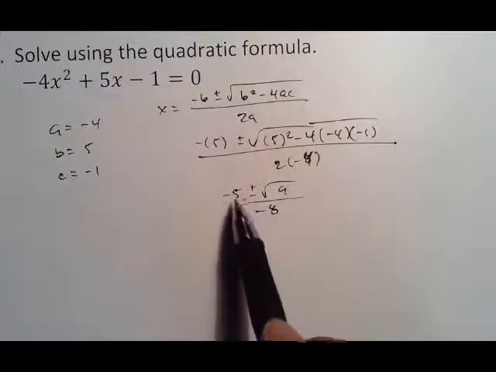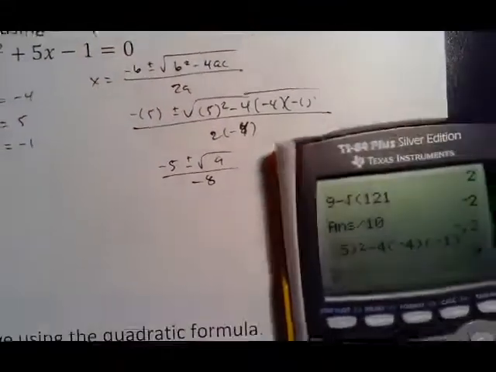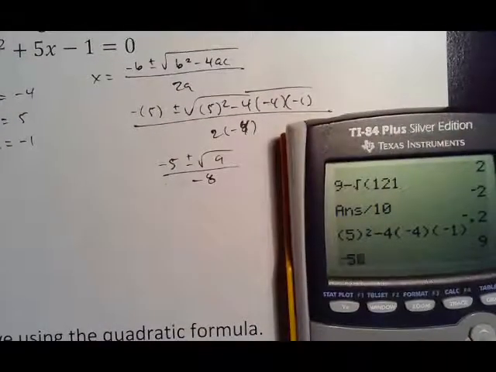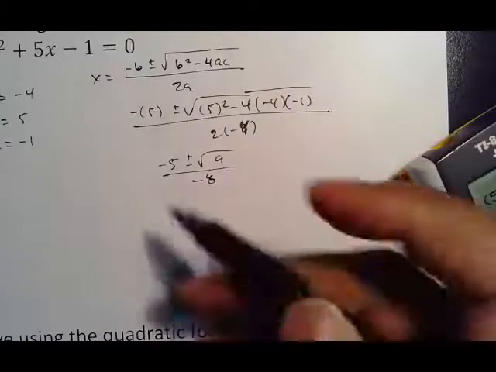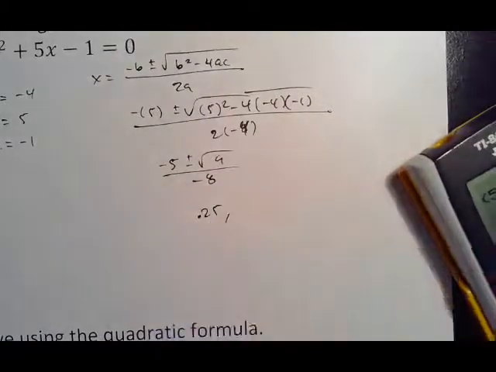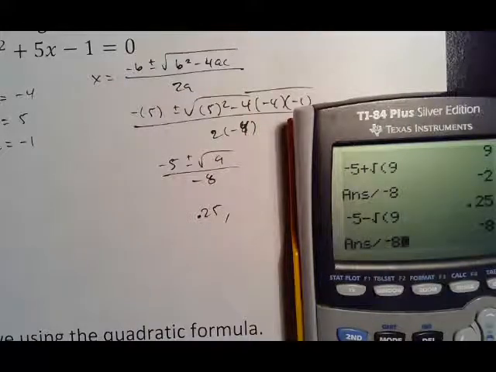From there, again, whether you do the top and then write the fraction and divide, or whether you type the whole thing in, I'm just going to type the whole thing in. But again, carefully: negative 5 plus square root 9 equals, divided by negative 8 equals 0.25, comma, negative 5 minus square root 9 equals, divided by negative 8 equals.